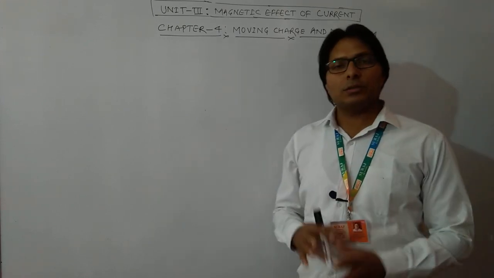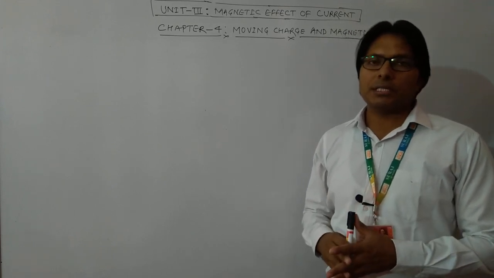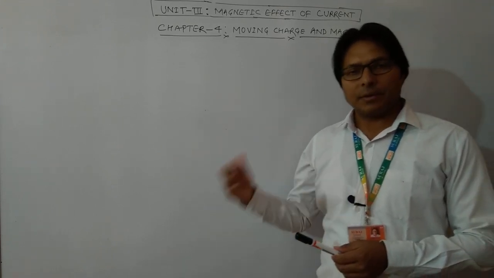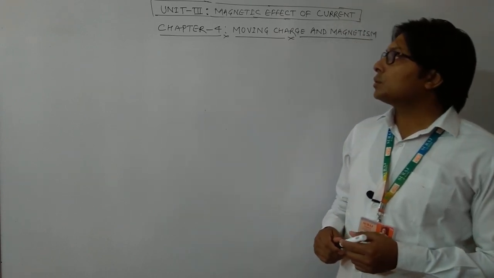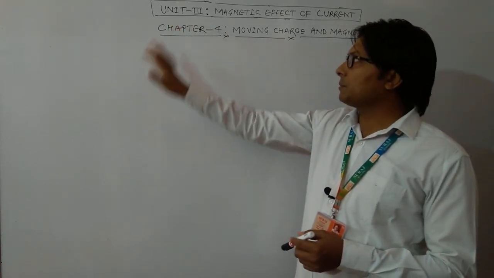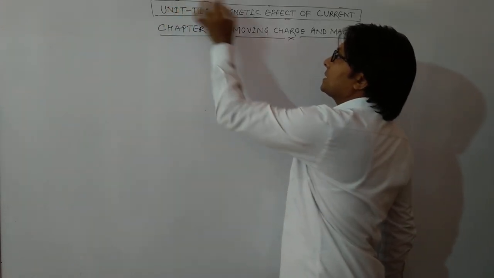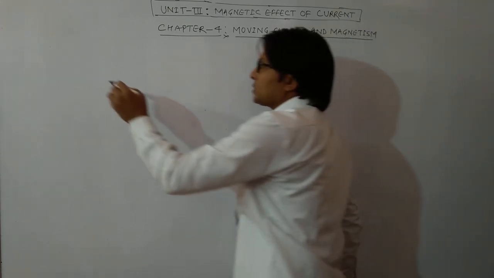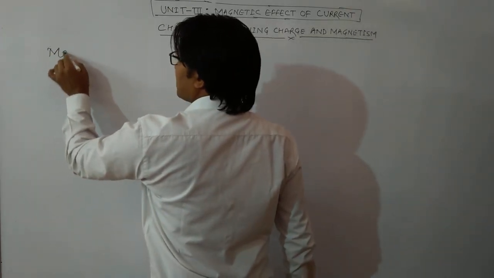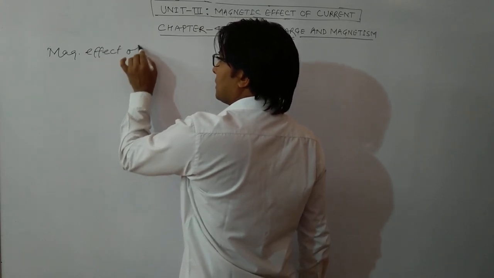Today we are going to start with a fresh unit 3, magnetic effect of current. This unit comprises two chapters, namely chapter 4, moving charge and magnetism, and chapter 5, magnetism and matter. So before starting with chapter 4, first we need to understand what the magnetic effect of current is. So let us talk about the magnetic effect of current first.